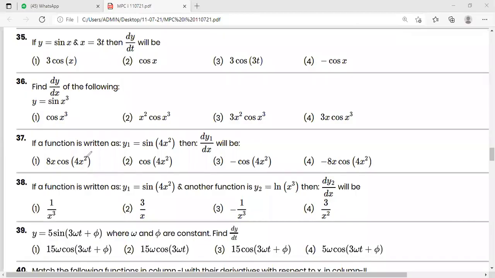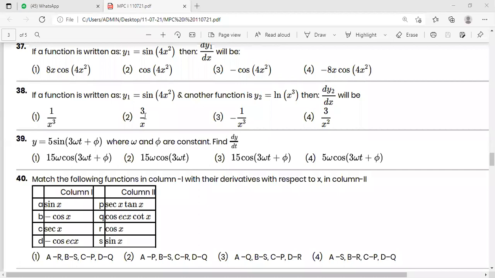If a function is written as y1 equal to sin 4x square, then the derivative, again in a similar way you can write, what is the derivative for sin function? Cos function. So cos of 4x square into the derivative of the inside function. What is the derivative of 4x square? That is 8x only. So finally the answer is 8x into cos of 4x square. Okay.